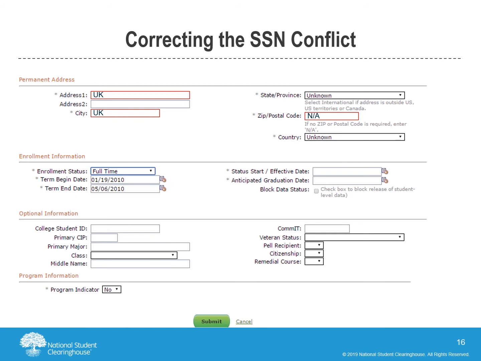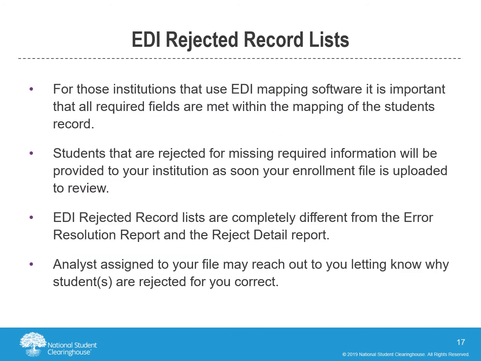Not all schools use the same software vendor for enrollment reporting. The next few slides are specifically for those that use EDI mapping software, most commonly Banner, but also some iterations of Jenzabar. If you do not use EDI mapping software, please be patient and sit tight as we'll cover some best practices after these two slides.